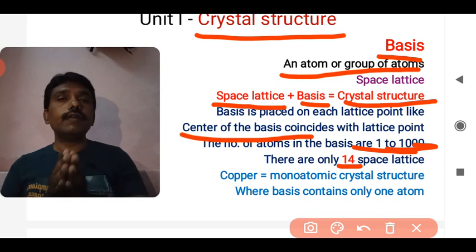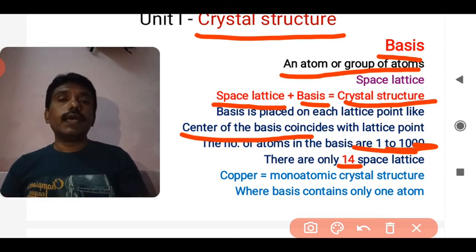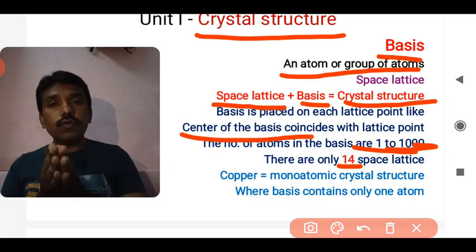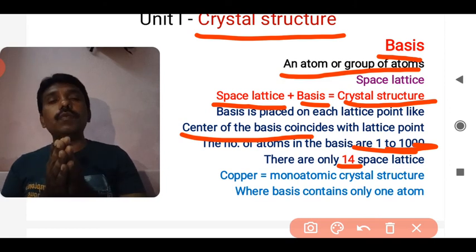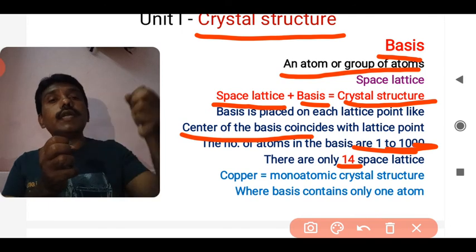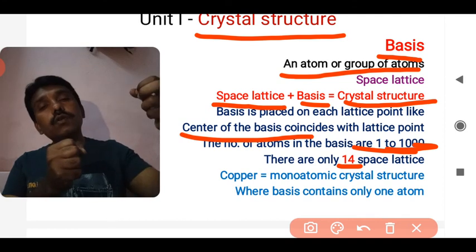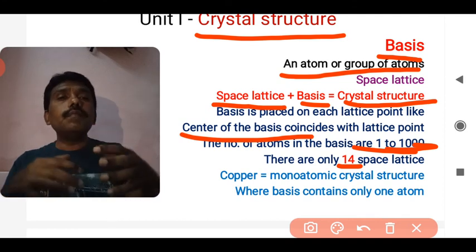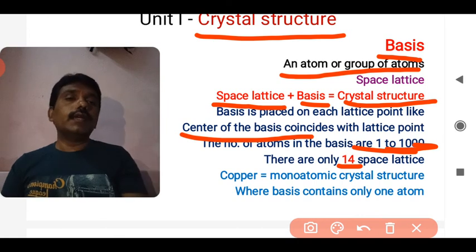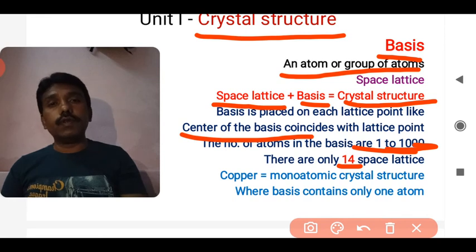We have only 14 space lattices, but we have the basis in large number. Though we have very few, only 14 space lattices, the merging factor, the basis, is of 1000 types, and due to that these 14 plus different types of the 1000 groups give you a number of crystal structures. That is why we can see crystal structures of different types in the universe.